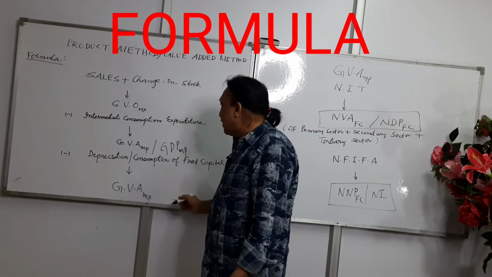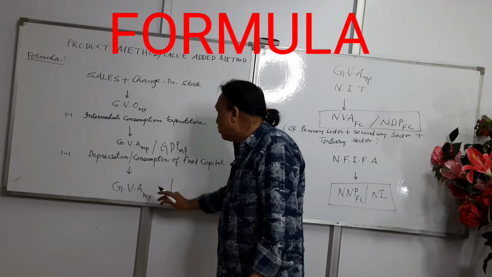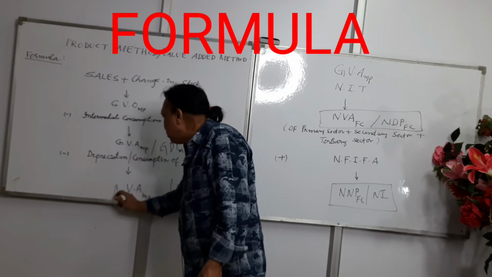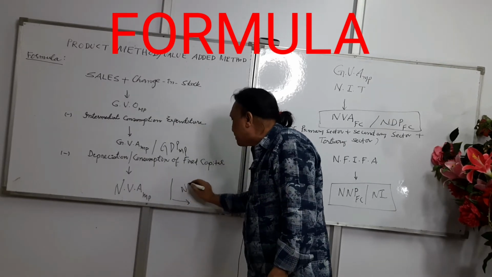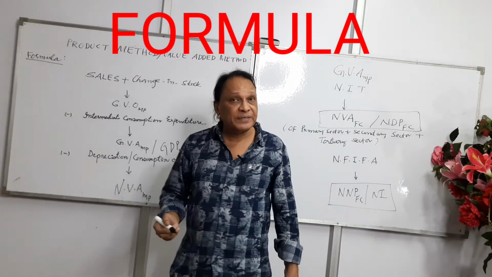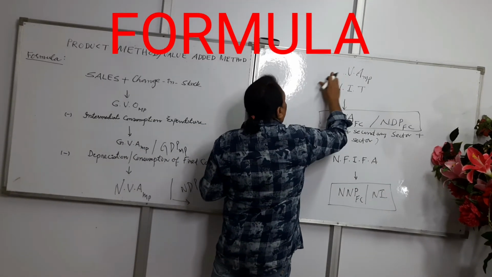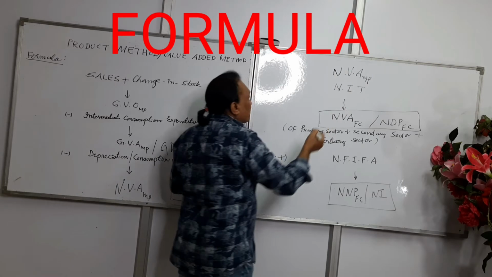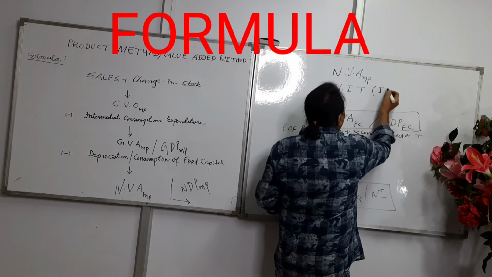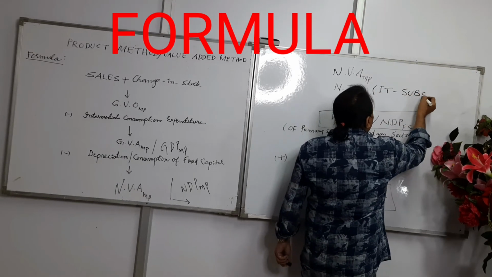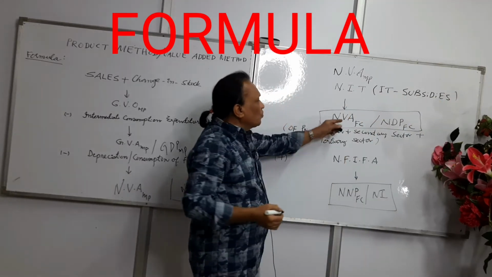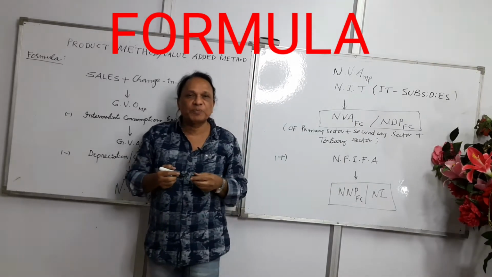Now this gross value added at market price minus depreciation will become net value added at market price. This we can call NDP at MP, net domestic product at market price. From this net value added at market price, by subtracting NIT, where NIT is indirect taxes minus subsidies, which you already know, you get net value added at factor cost. This you can call NDP at FC from the whole economy's point of view.